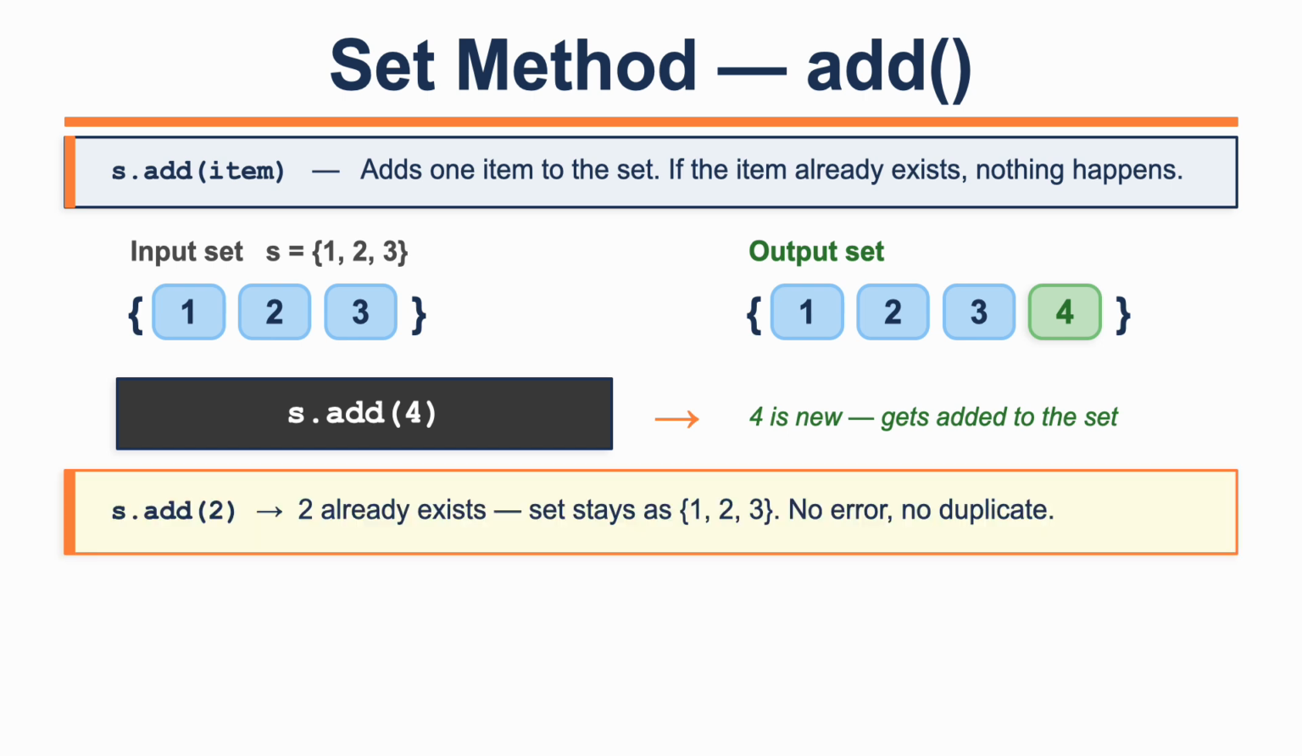Now, what if you call s.add(2)? Python checks, 2 is already there. Nothing happens. No error, no duplicate. The set stays exactly as it was. That is the add method. One item in, and duplicates are silently ignored.